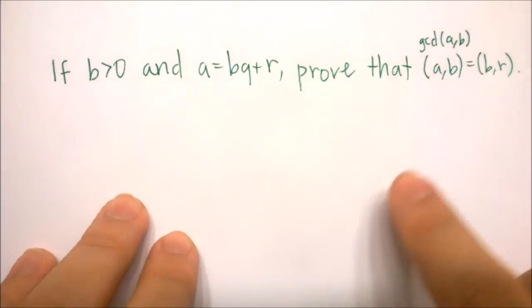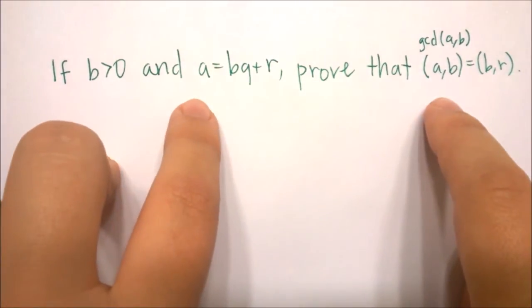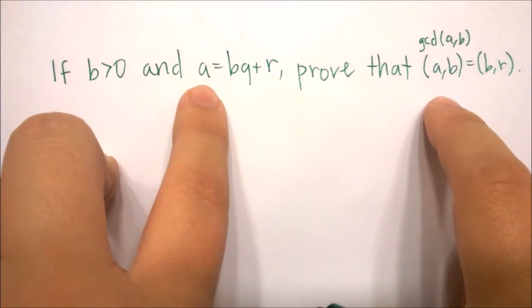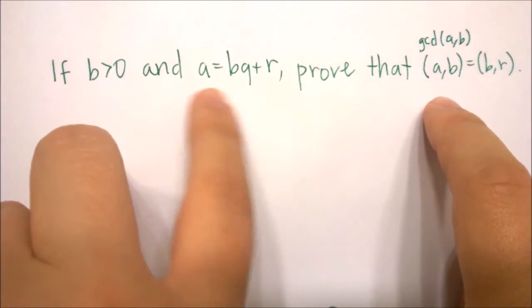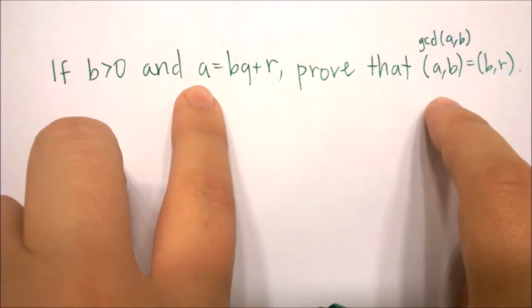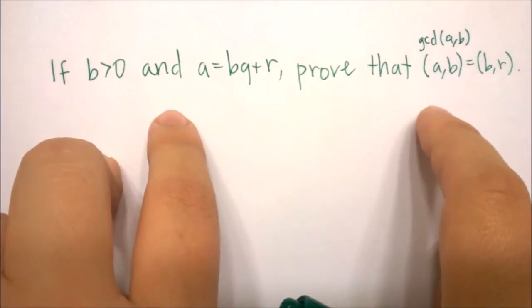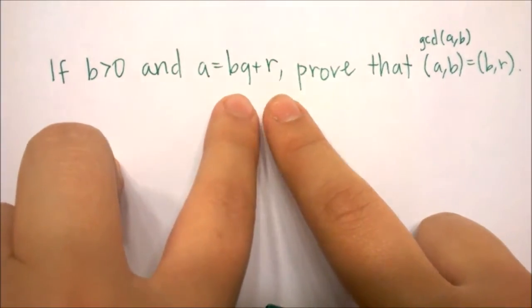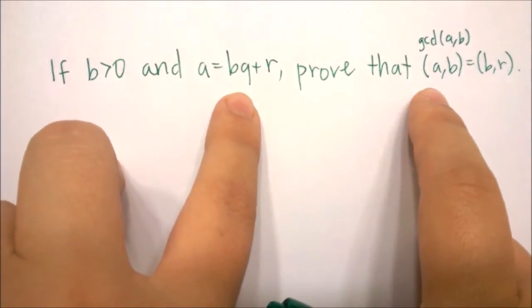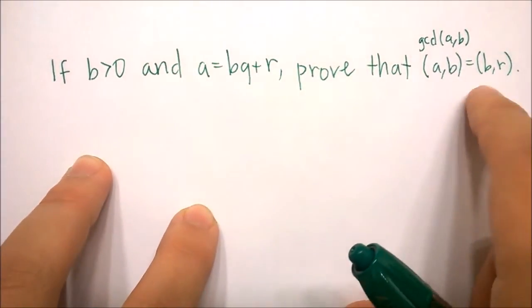So here we're going to use a proof technique. We know we're dealing with divisibility because we have this statement here that shows that a has this linear relationship with b, q, and r, with q being a multiple integer. And we know that we're trying to show equality.